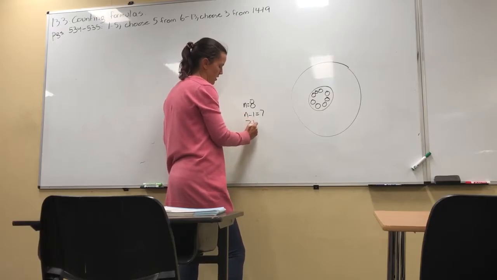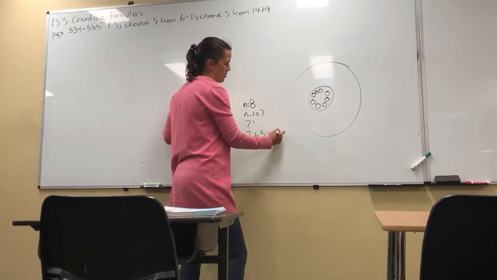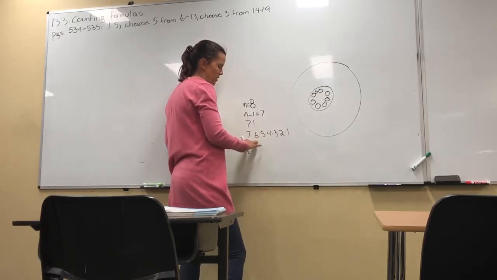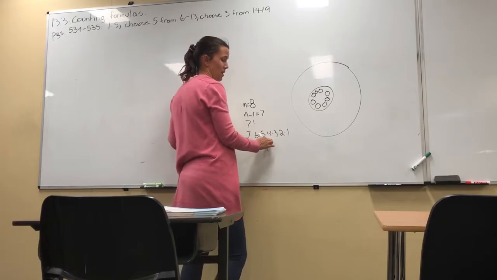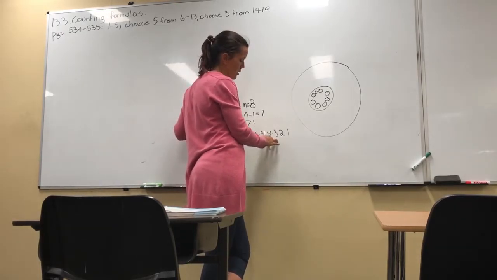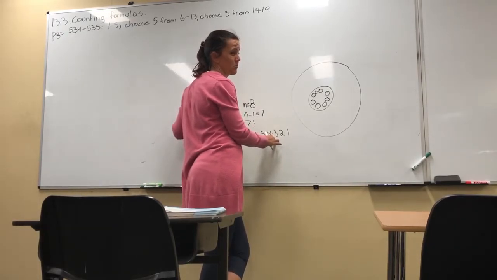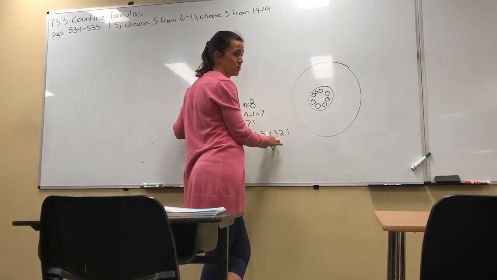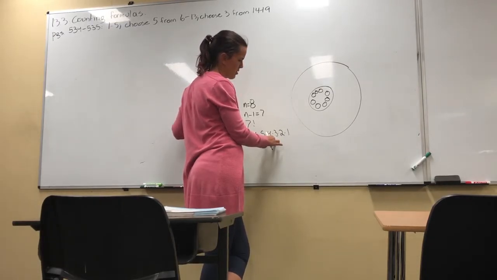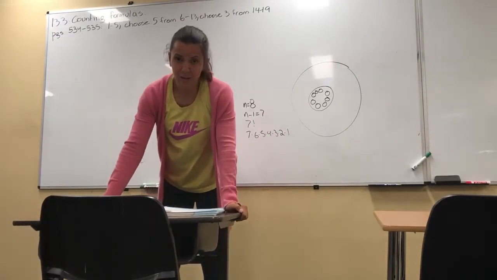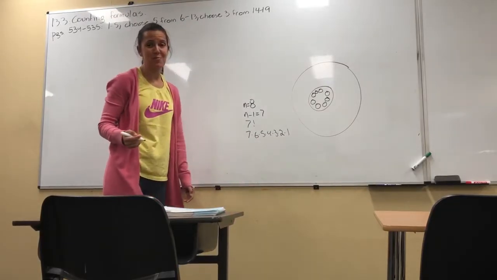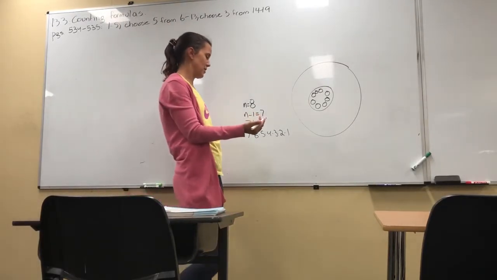So you're going to do 7 factorial. 7 times 6 times 5 times 4 times 3 times 2 times 1. 42 times 5 is going to be 210, times 4 is going to be 840, times 3 is going to be 2,640, I think, and that's getting way too big. 5,040. That's how many different possibilities there are for these 8 condiments around the lazy Susan.